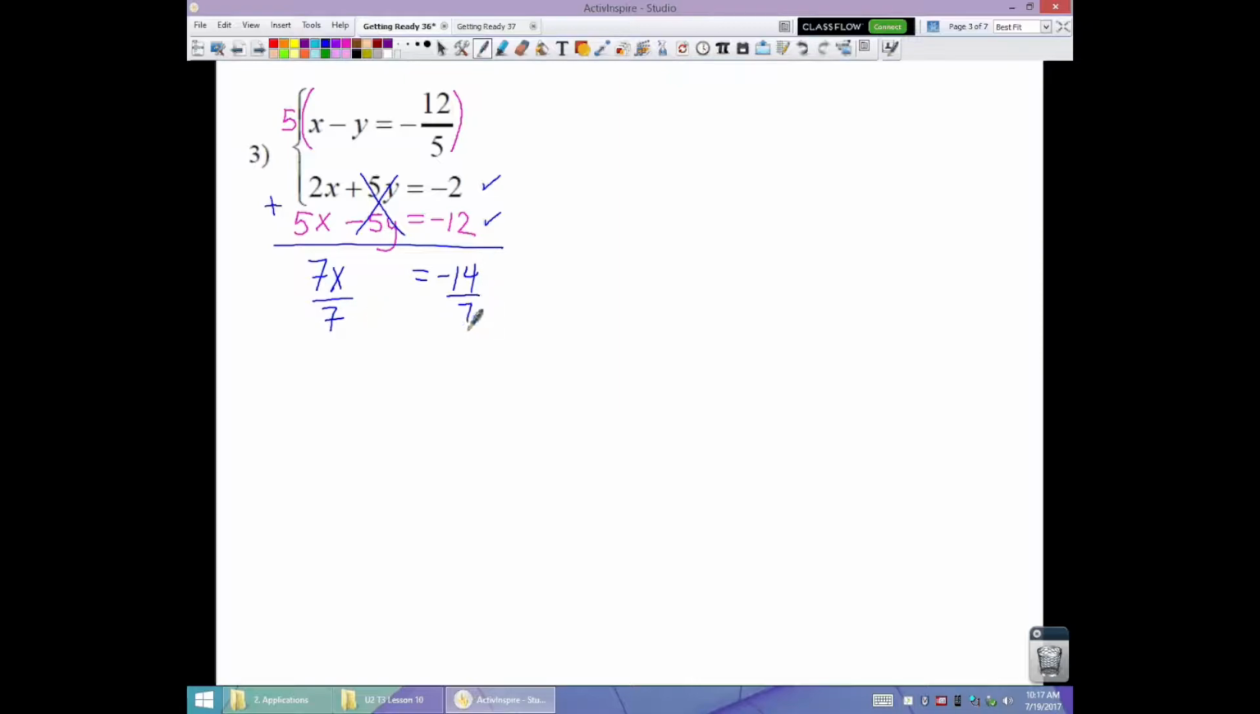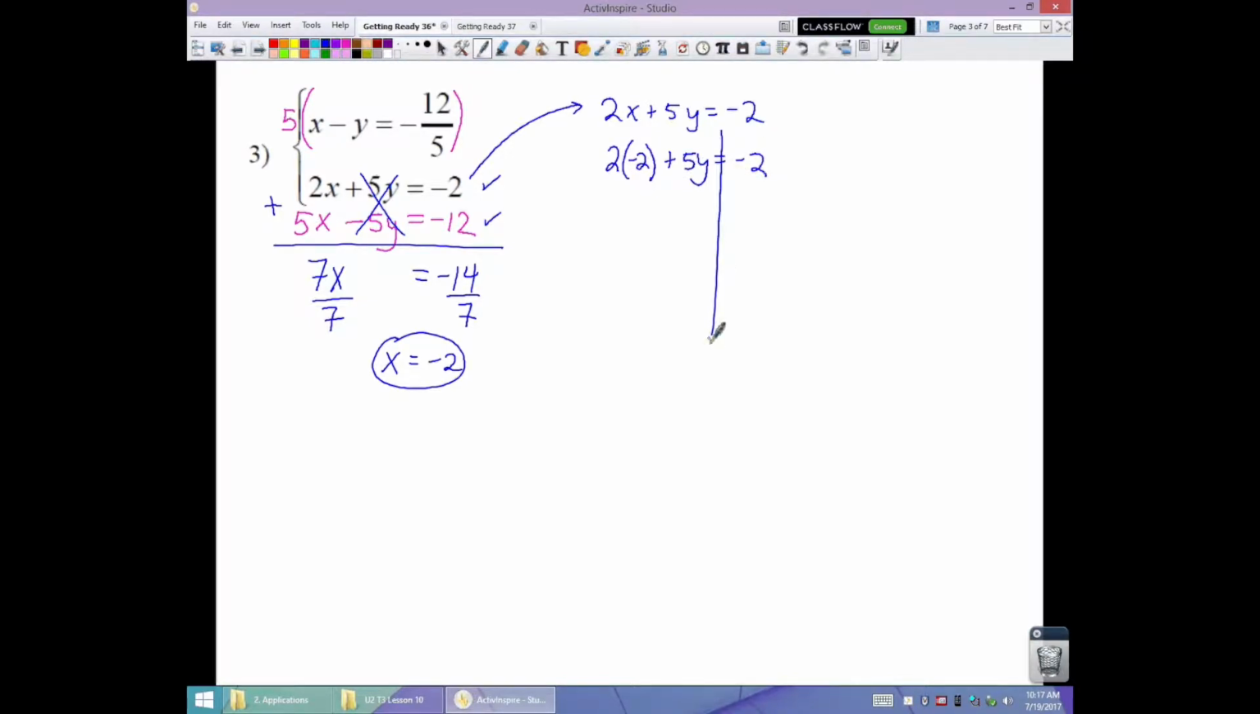Divide both sides by 7. X is equal to negative 2. I need to substitute that back into any of the original equations. I'm going to use this one, 2x plus 5y equals negative 2, because let's be truthful, nobody wants to use this fraction if you don't have to. So that's 2 times negative 2 plus 5y equals negative 2. 2 times negative 2 is negative 4, plus 5y is negative 2.